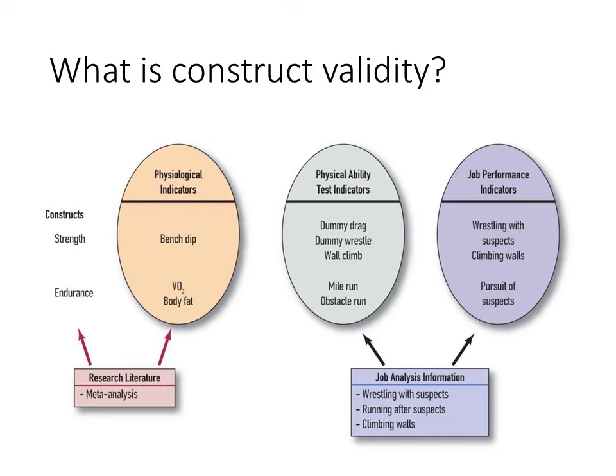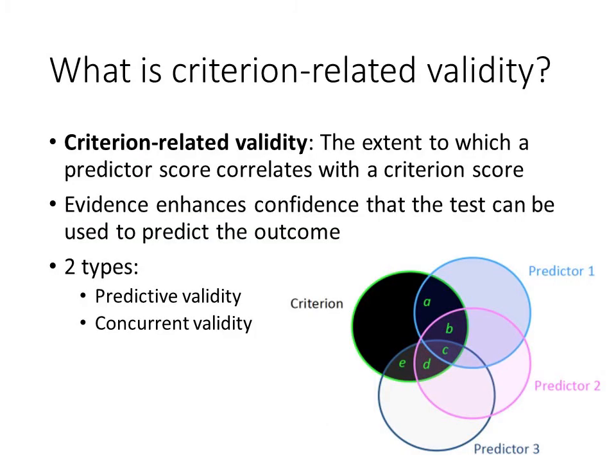So how would we determine this? We can rely on literature reviews, including meta-analyses, as well as information collected through the job analysis process. Criterion-related validity is more complex. It has to do with the correlation between the predictor score and the criterion score. How well does the test predict the criterion? Is it a really good predictor, 75% of the time it's right, or is it rarely right, only 10% of the time?